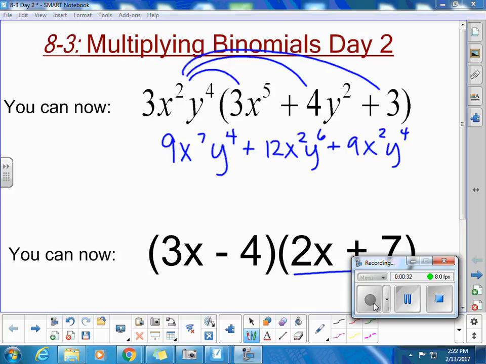So you should have gotten 9x to the 7th y to the 4th because we distribute the 3 to the 3 and x squared and x to the 5th makes x to the 7th. Y to the 4th just comes along because I don't have to multiply it by anything, so it just stays y to the 4th. And then the 3 times the 4, and you get 12 x squared y to the 6th plus 9 x squared y to the 4th.